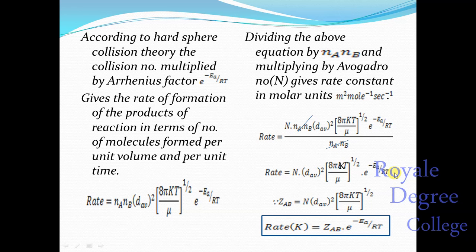Then in the next step, since we know that ZAB is equal to n d average whole square into 8 pi kT by mu to the power half, isn't it? So k, that is nothing but rate, is equal to what we are writing here. In place of this whole value, we are writing ZAB, because this whole value is equal to ZAB, into e to the power minus Ea by RT as it is.